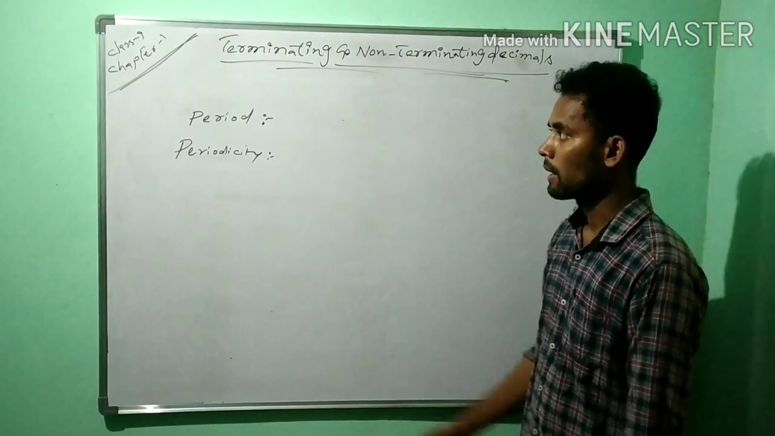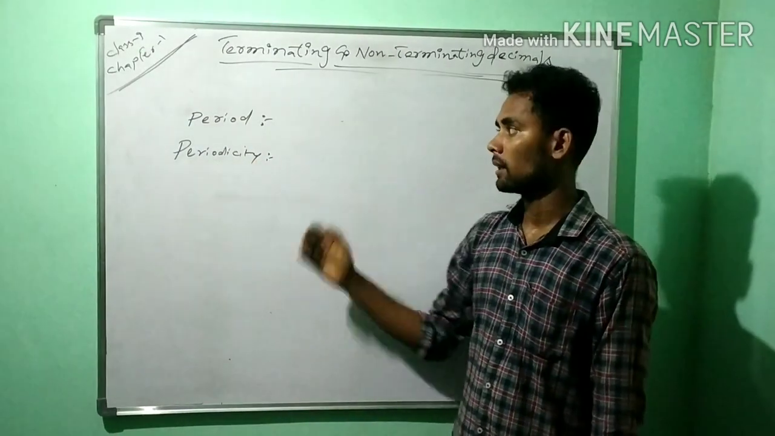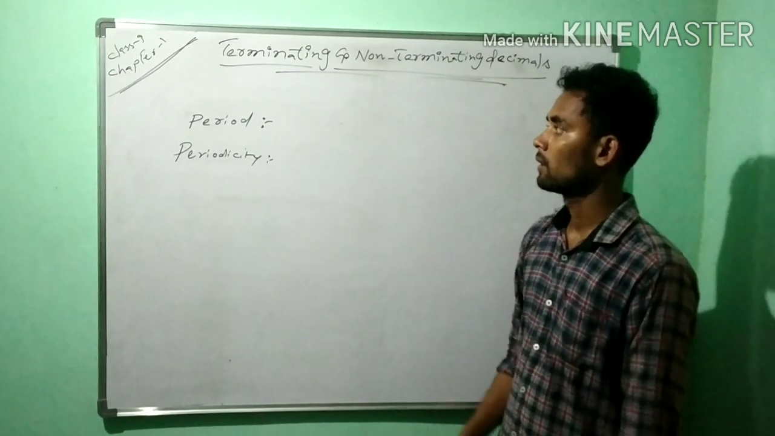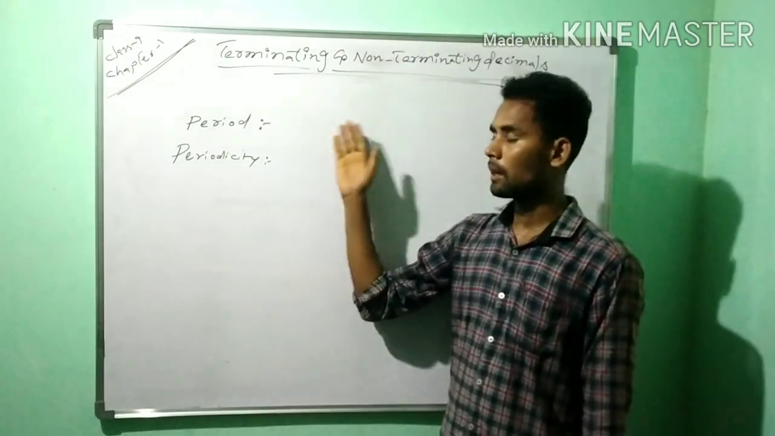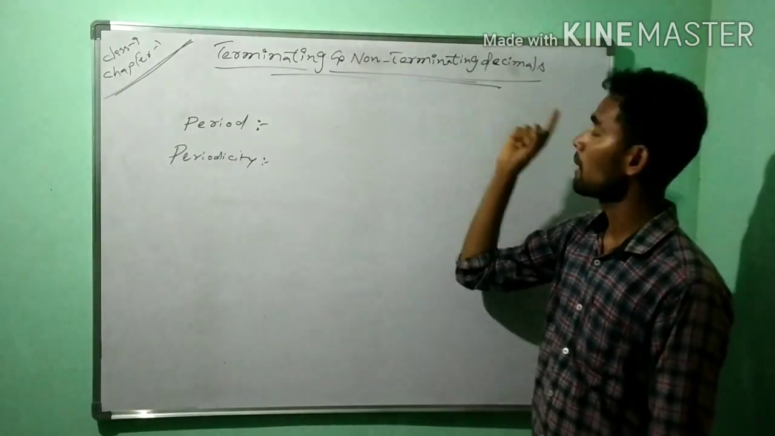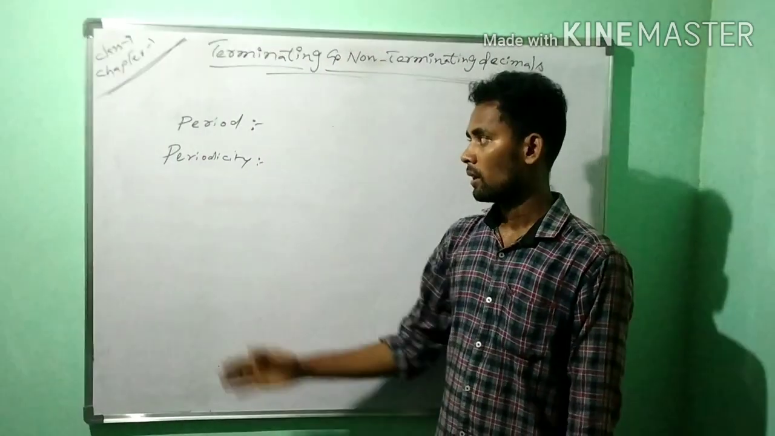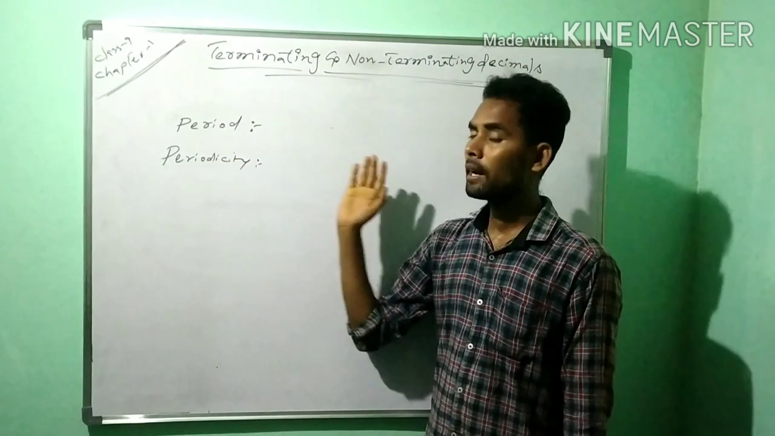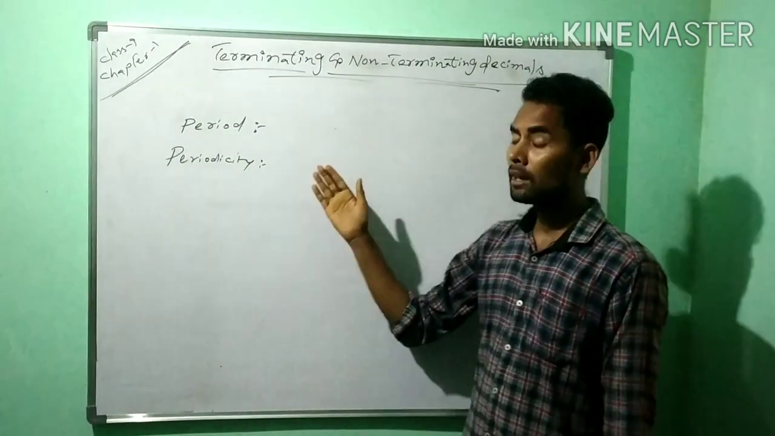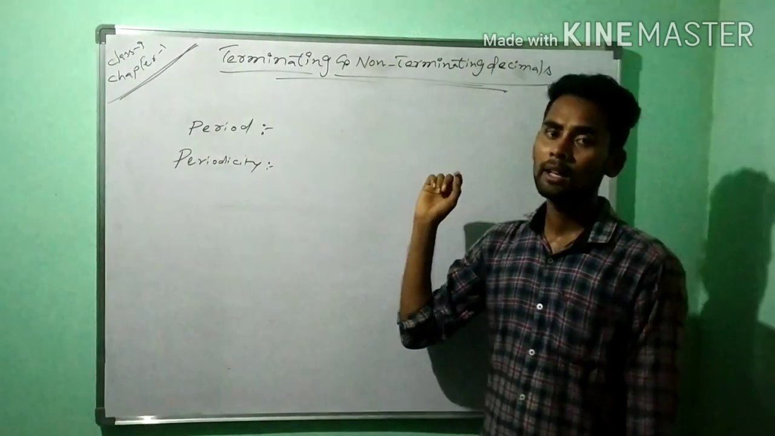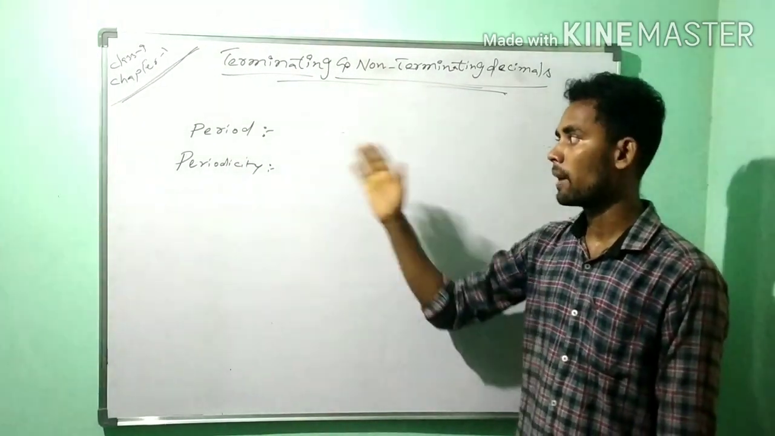Next, let us discuss period and periodicity. What is period? The numbers which are repeating in non-terminating decimals are called the period. Next, what is periodicity? The number of digits repeating in non-terminating decimals is called periodicity.